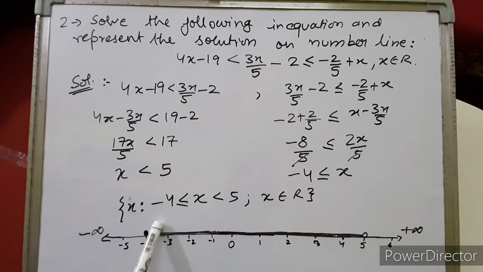So we can write this in set builder form: the solution is x such that x is greater than or equal to minus 4 and less than 5, x belongs to real numbers. When we plot this solution on the number line, since x is a real number, all the numbers between minus 4 and 5 are the solution. At minus 4 we draw a dark circle, and 5 is not included, so we only draw an open circle at 5. And we darken the line, meaning all the numbers belong to the solution of this inequality.